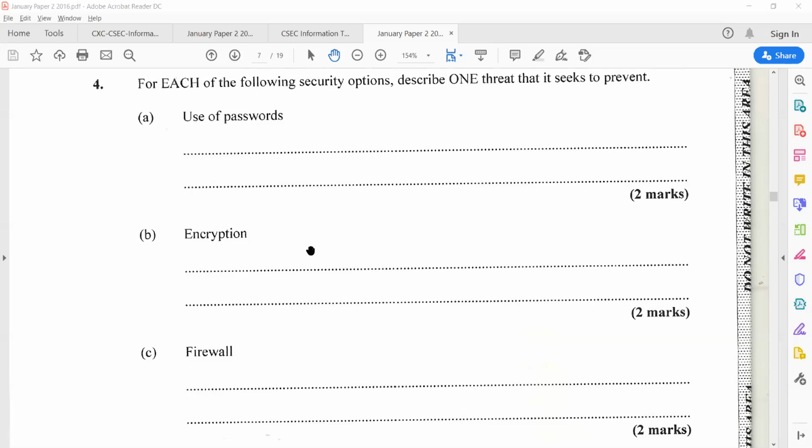Okay, so that's the use of passwords. How about encryption? Right, what sort of threat would encryption seek to prevent?